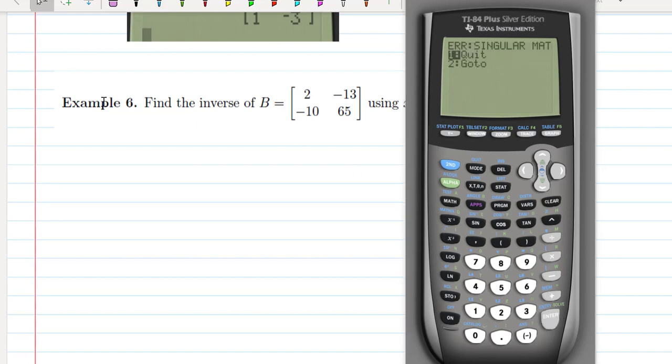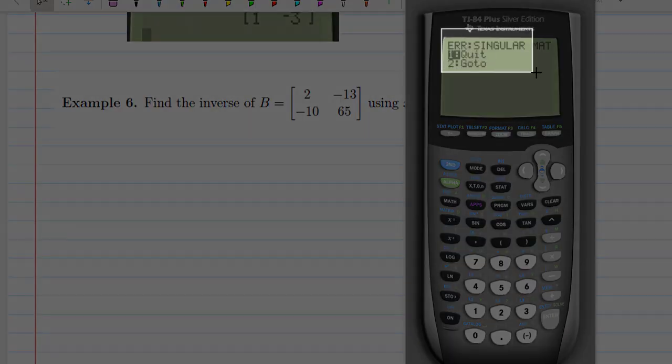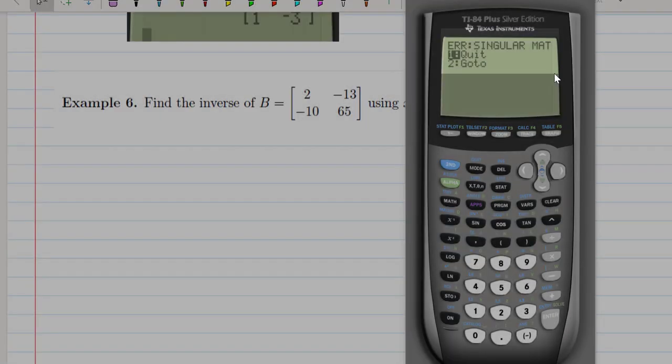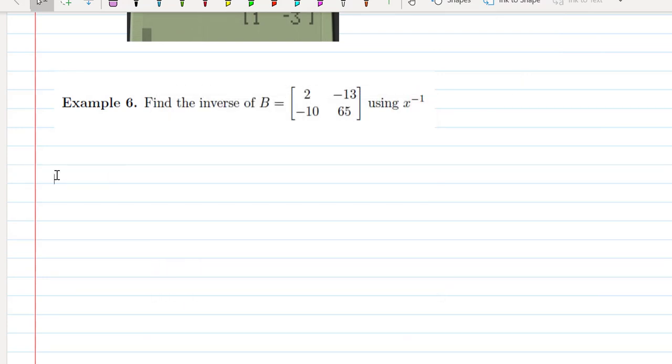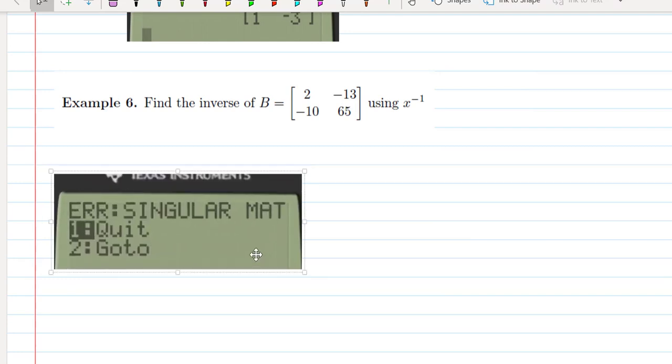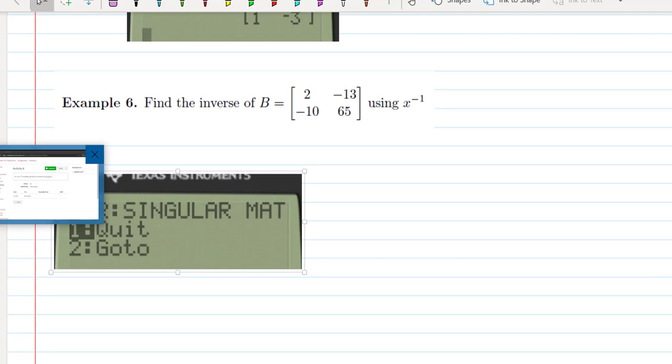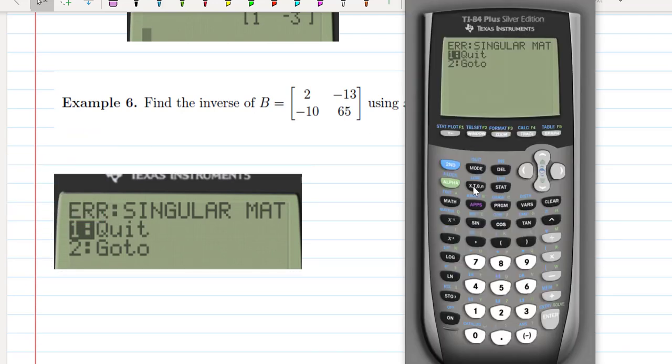And when I do, this time my calculator tells me something different. It gives me this error where it says singular mat, which stands for matrix, and it gives me an error. Well, I'm going to do this the long way to illustrate what happens.